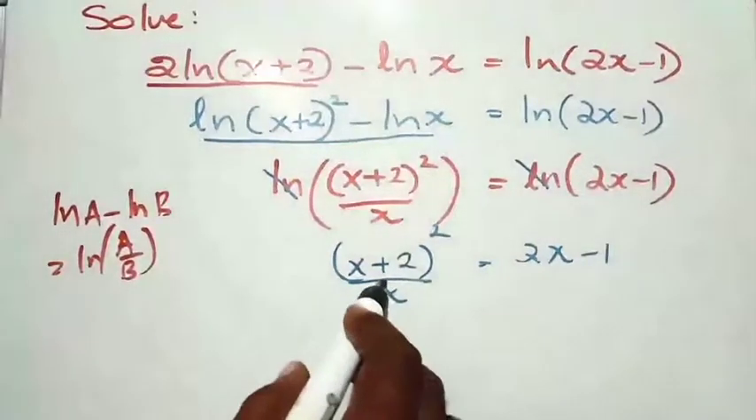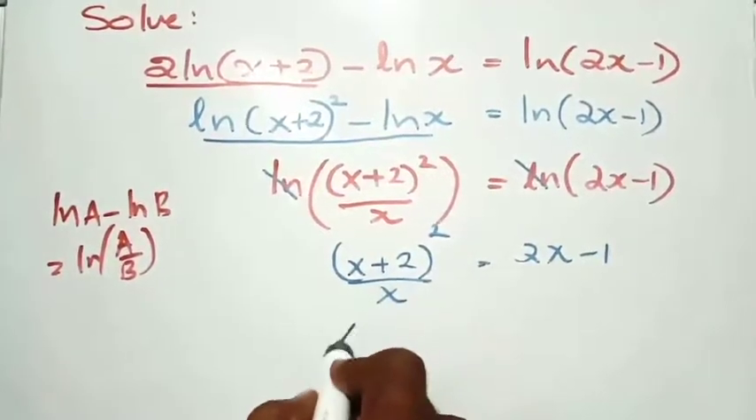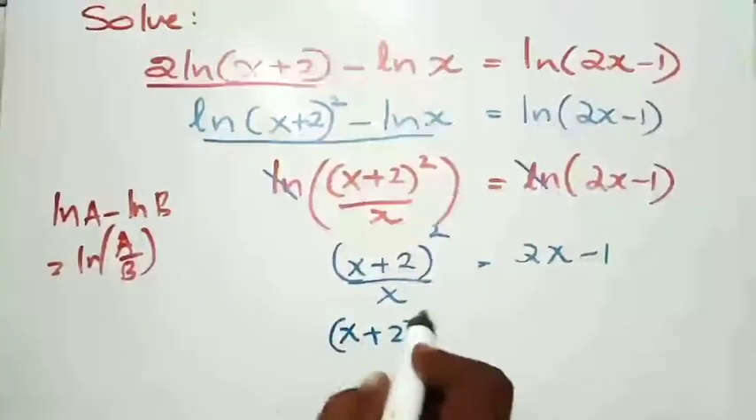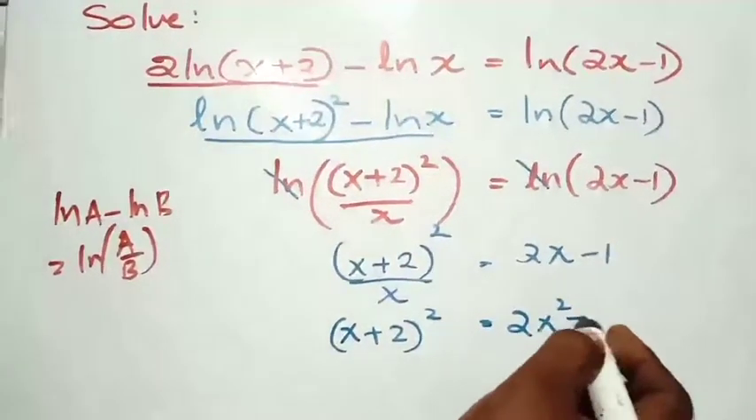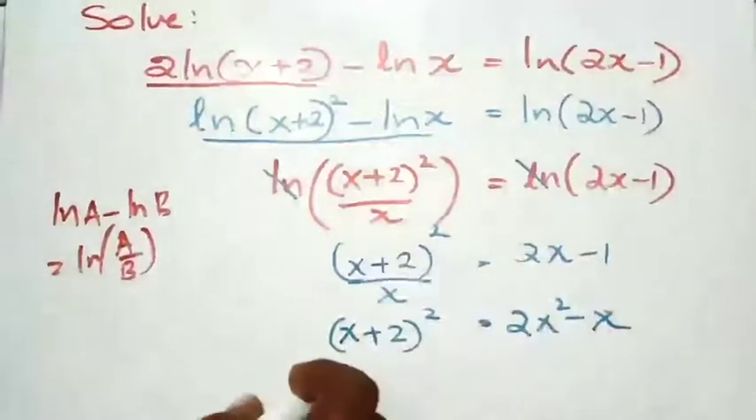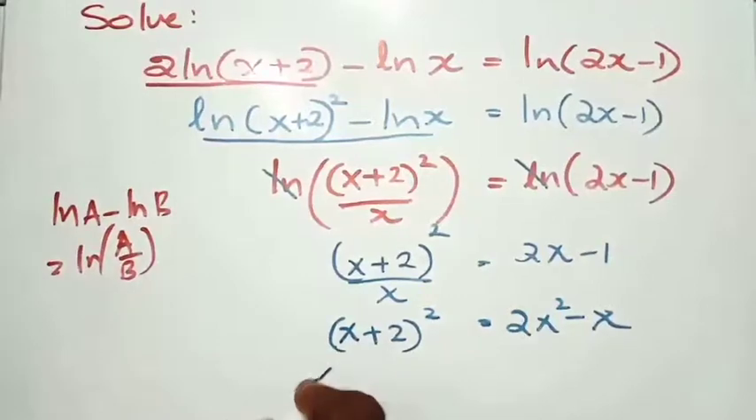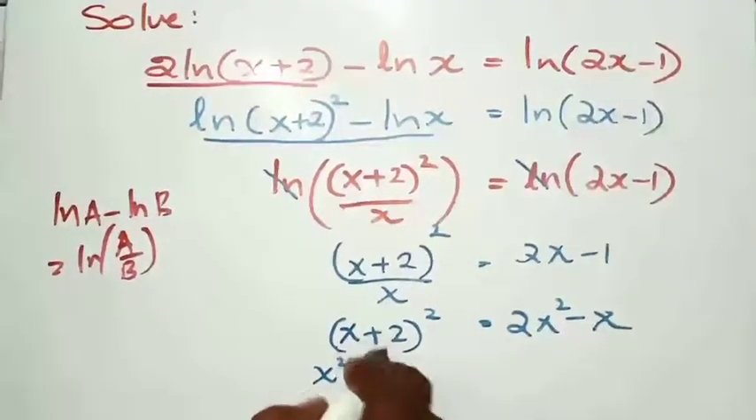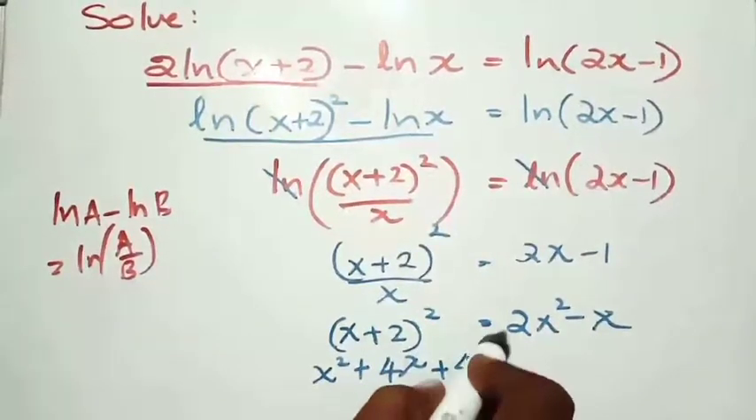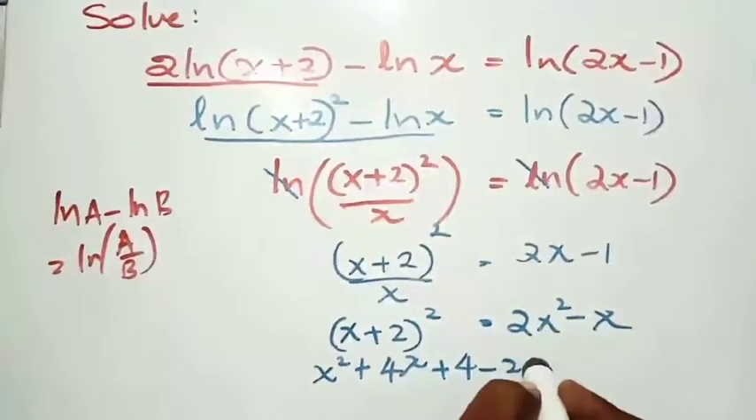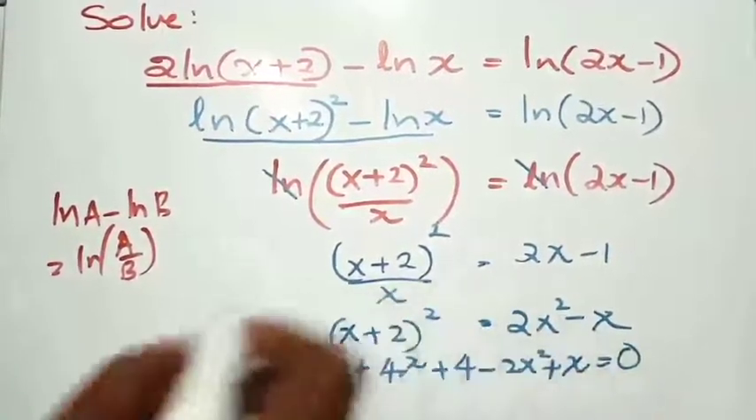Now we got a normal algebraic expression, x to be cross multiplied. We get (x plus 2) the whole squared is equal to 2x squared minus x when you cross multiply it. Now expand this expression, (a plus b) the whole square, we get a square plus 2ab plus b square, minus 2x squared plus x is equal to 0.